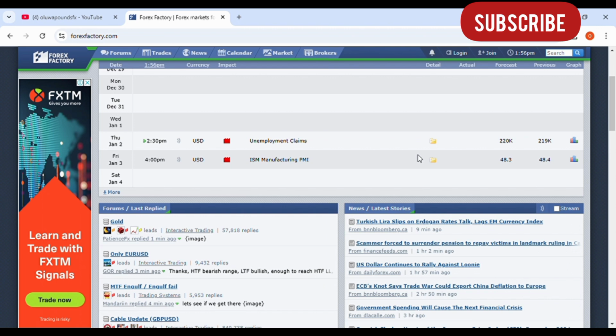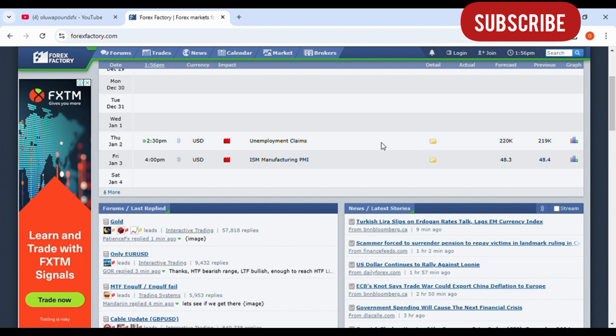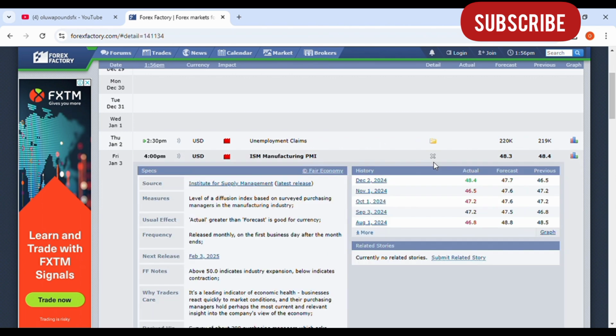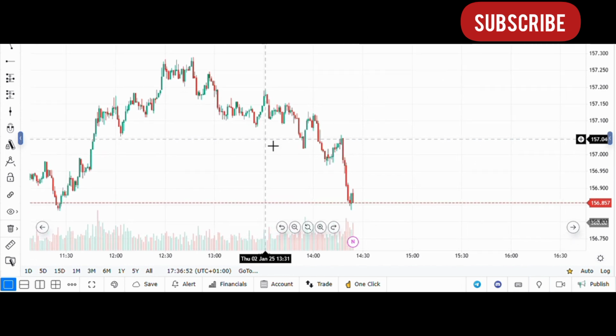So guys, we have unemployment claims today at 2:30. Our previous is 219k and our forecast is 220k, a 1k difference. So I think we'll be shorting this particular market, but let's combine it with our technical analysis. From the fundamental analysis, we are expecting to short USD-JPY, but with the combination of our technical analysis, we'll know whether to short the market or to buy the market.